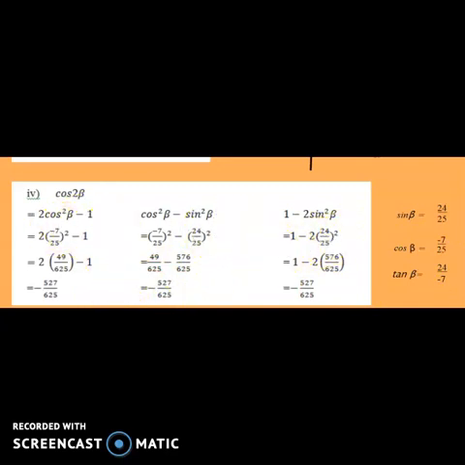So, firstly, cos of beta is negative 7 over 25. I must square that. Answer, 49 over 625. That must be multiplied by 2, and I must subtract 1. And I get an answer of negative 527 over 625.